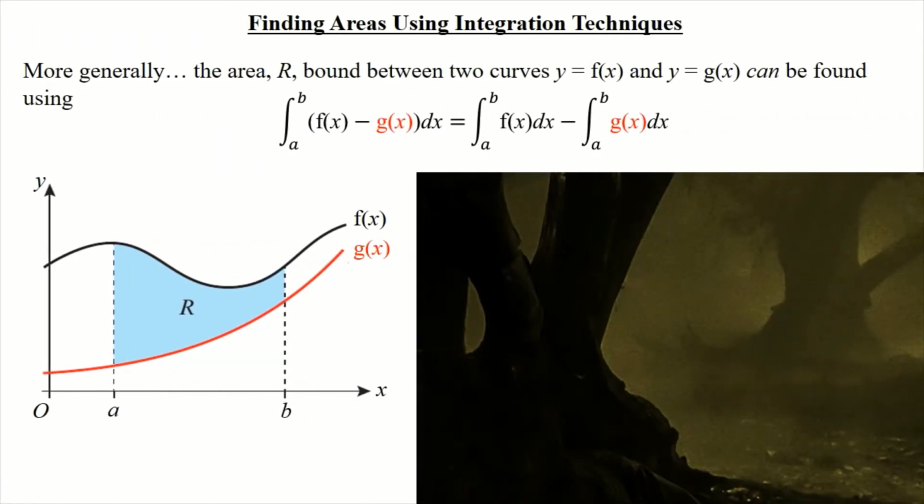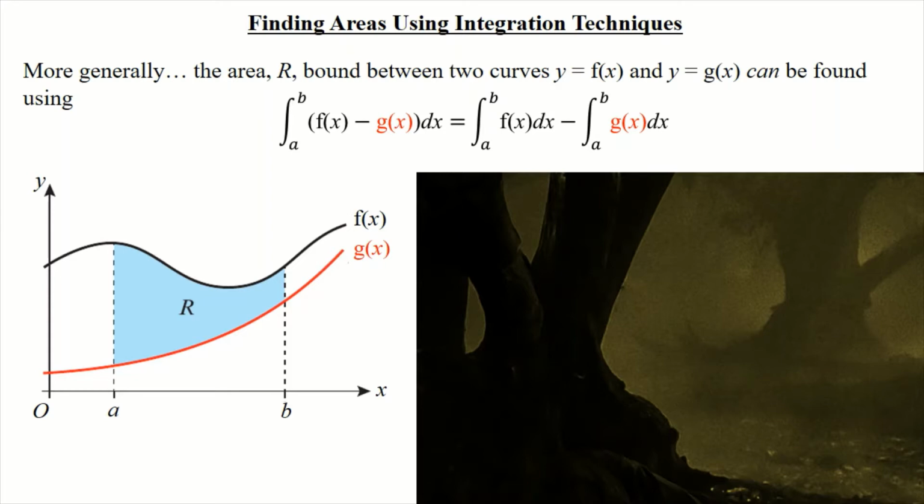Now we are presented with the definition of the difference between two functions f and g integrated between the limits a and b as equal to the integrals done separately and the difference taken. And we can also see in the diagram that this represents the area bound between the two curves y equals f of x and y equals g of x.